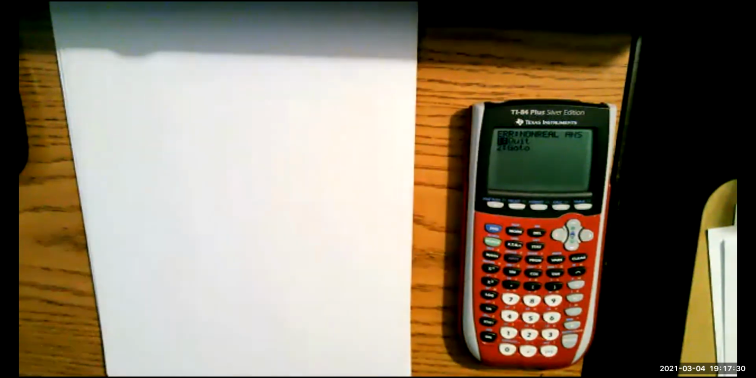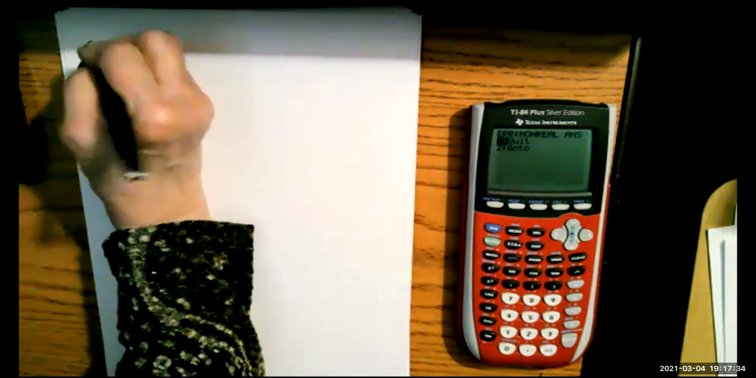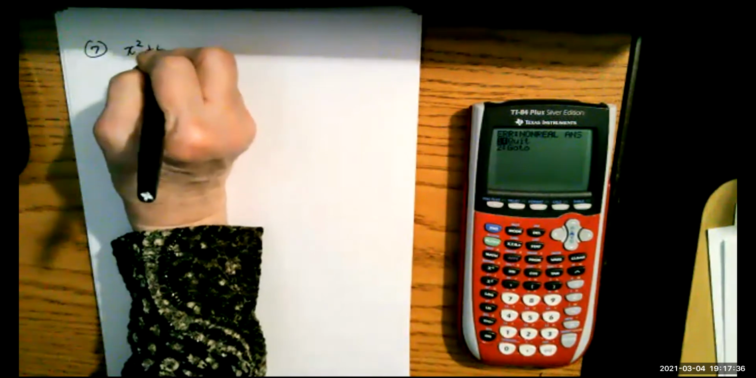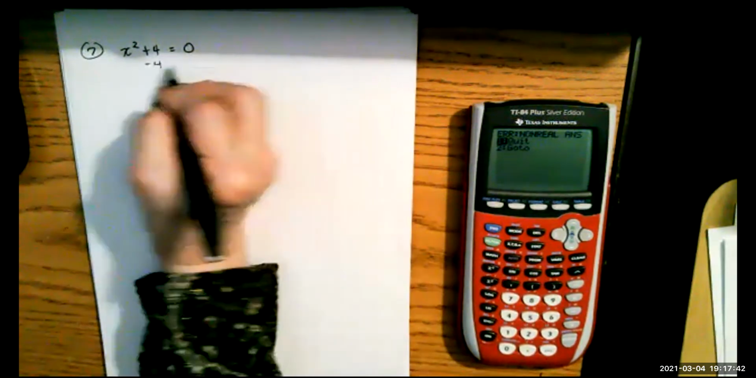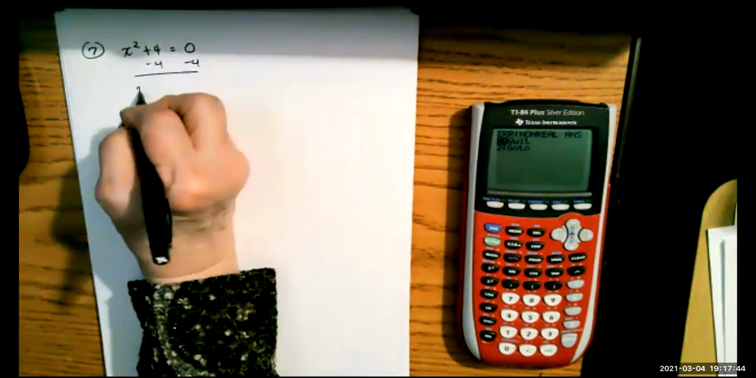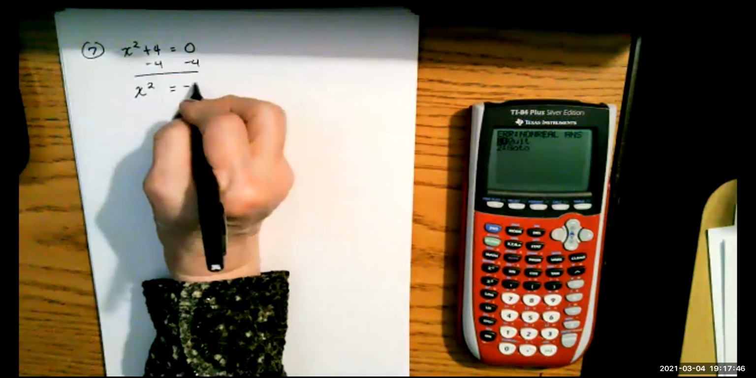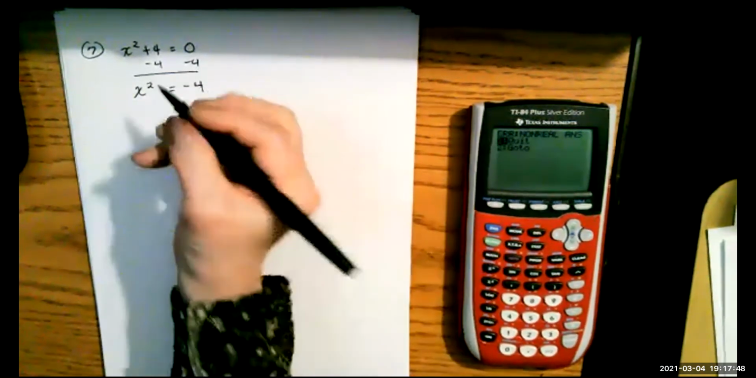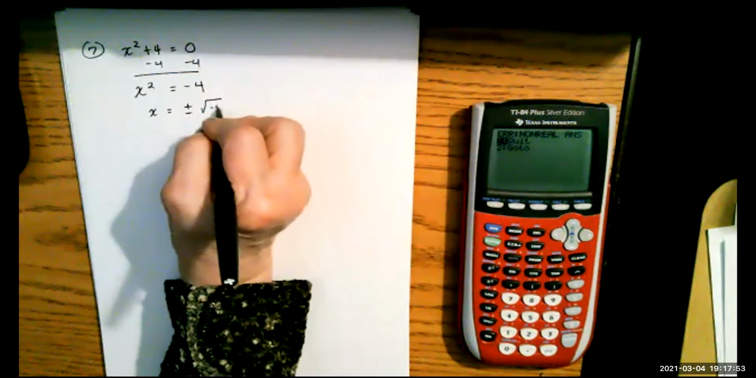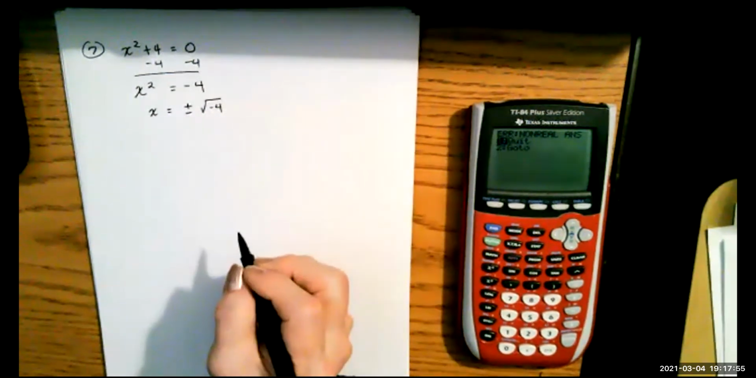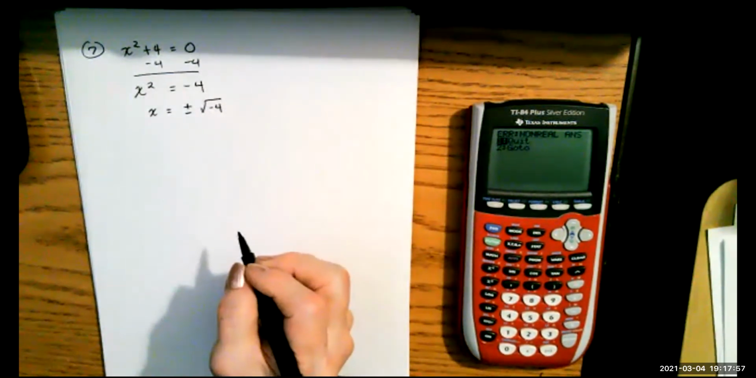Good questions tonight. Okay, let's try number 7. x squared plus 4 equals 0. Notice we don't have an x term, so we're going to subtract this 4 from both sides, and we'll have x squared equals -4. We're going to use the square root method, so we get plus or minus the square root of -4. There's that negative again.